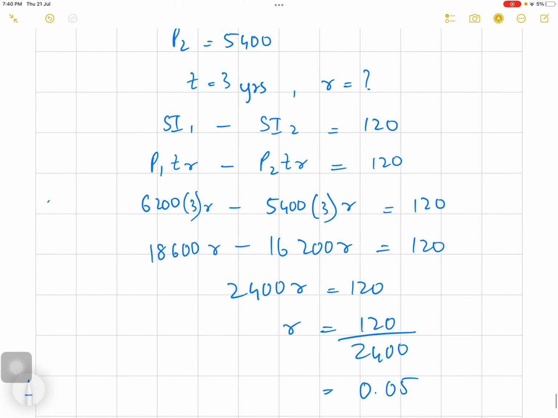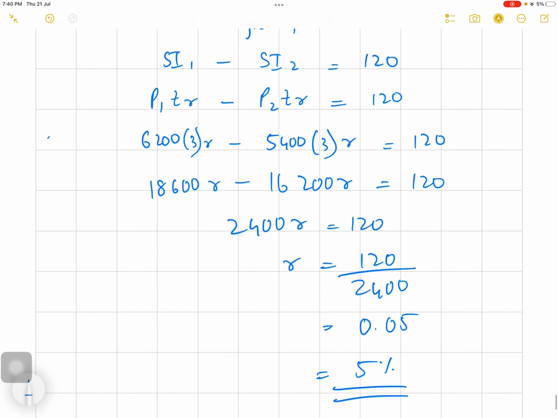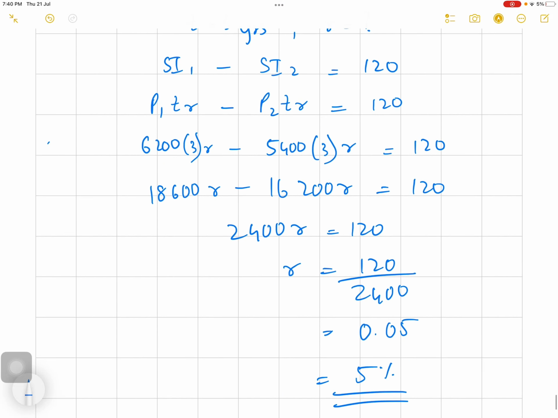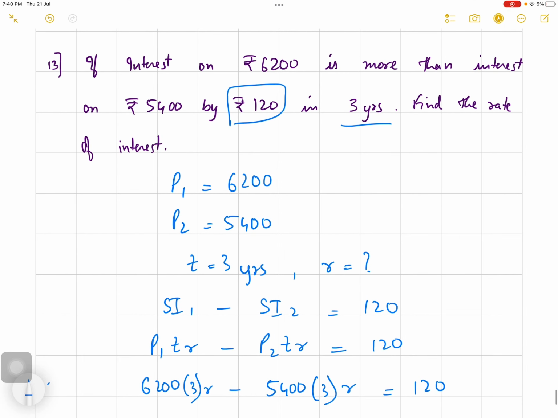Find the rate of interest. And with this we finish simple interest problems. Mark this question also as important. This also comes in the exam.